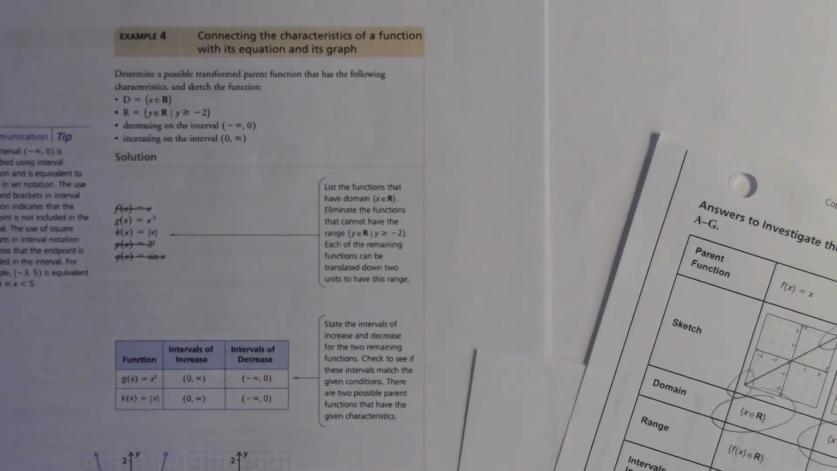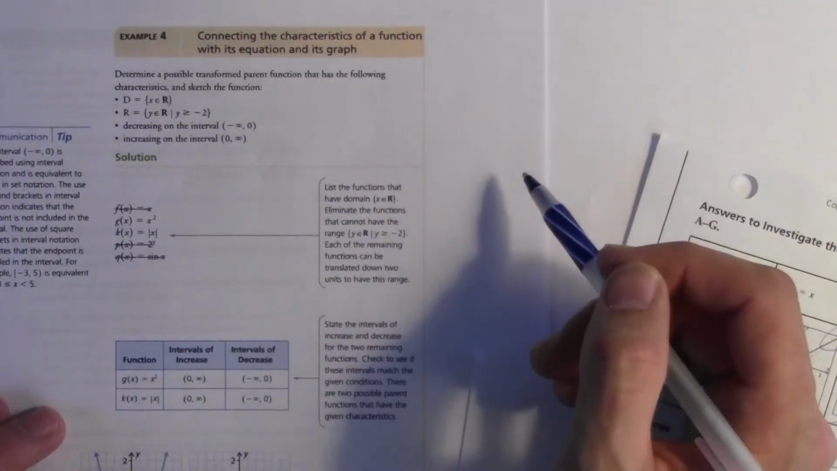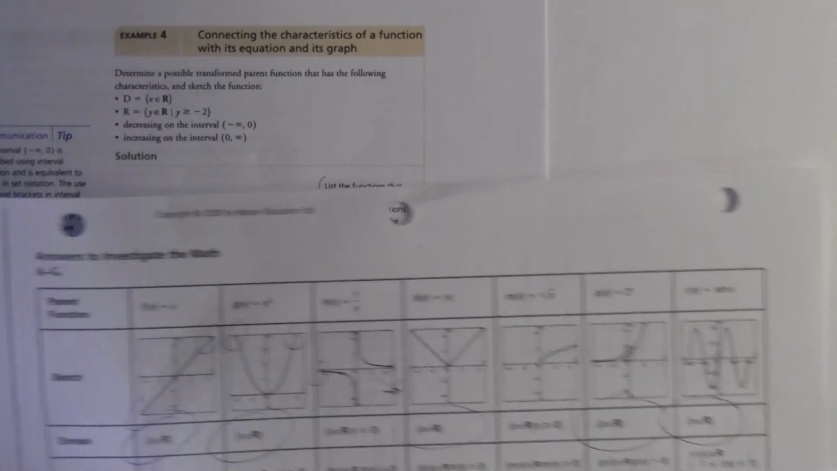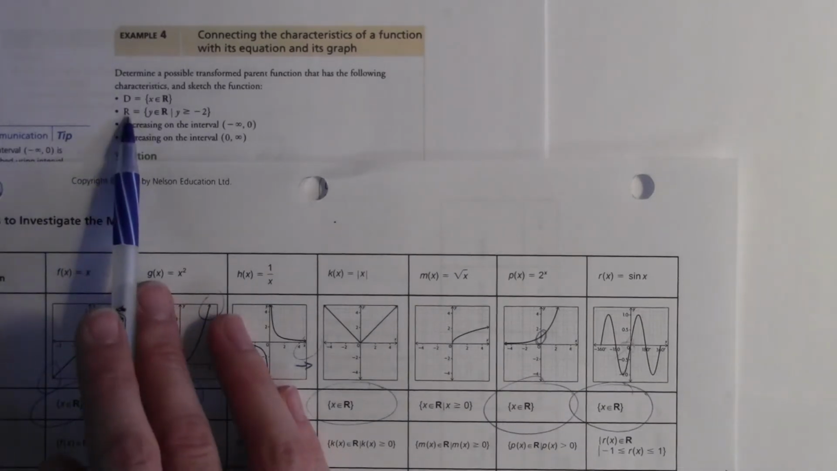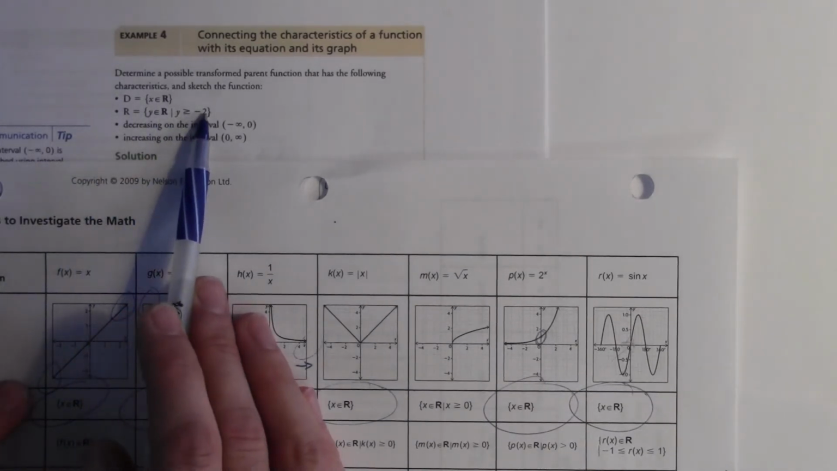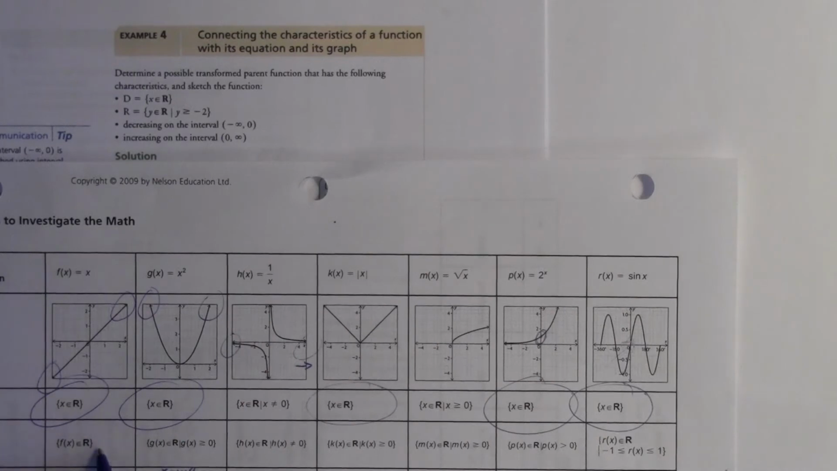Last one, determine a possible transformed parent function that has the following characteristics and sketch the graph. So domain equals x ∈ R, so there were 5 of them to choose from. So that one doesn't really help us too much. Okay, it could be all of these. The next one says, the range is greater than or equal to -2. So I'm going to look at the range, and I'm going to see a parent function that has a very similar characteristic to that. So I see this one, greater than or equal to 0, greater than or equal to 0, and greater than or equal to 0.